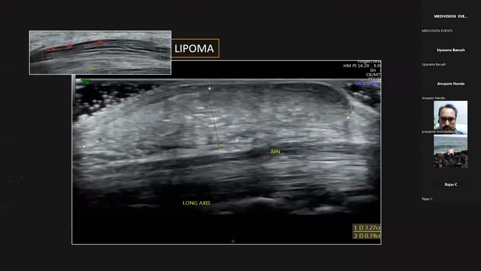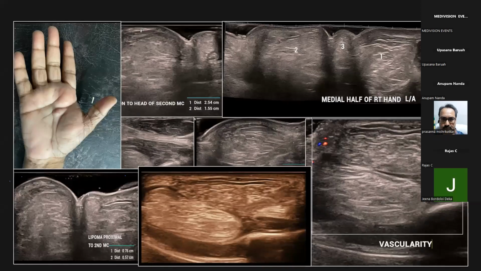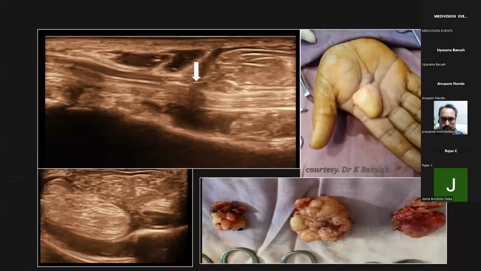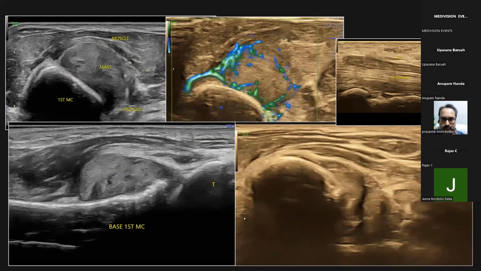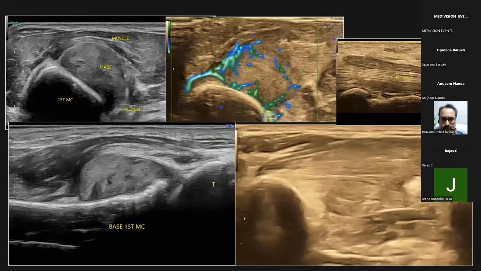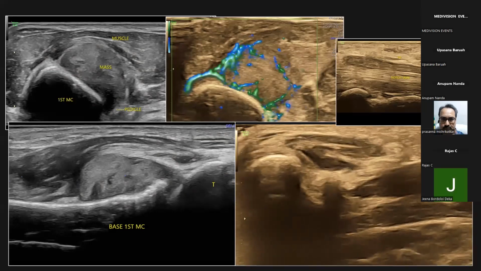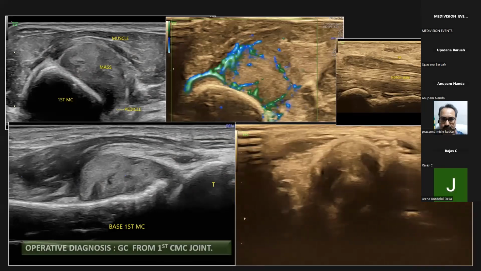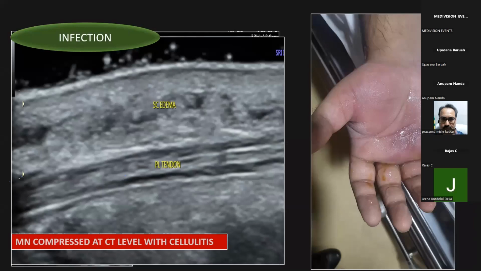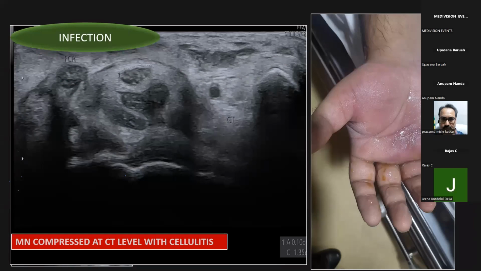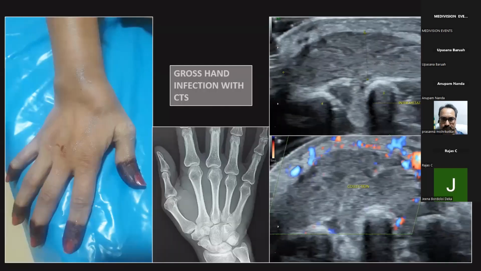A lipoma can cause compression, as you can see here, or there may be multiple lipomas, but unfortunately, one of them is seen compressing the median nerve. This is some solid kind of thing we can see in the first metacarpophalangeal joint, but in operation it was found to be a deep ganglion arising from that joint, and it's compressing the carpal tunnel from the extrinsic side. Some infections: following some insect bite, he developed inflammation and infection on the hand, as you can see here, and there is gross edema and positive carpal tunnel syndrome.